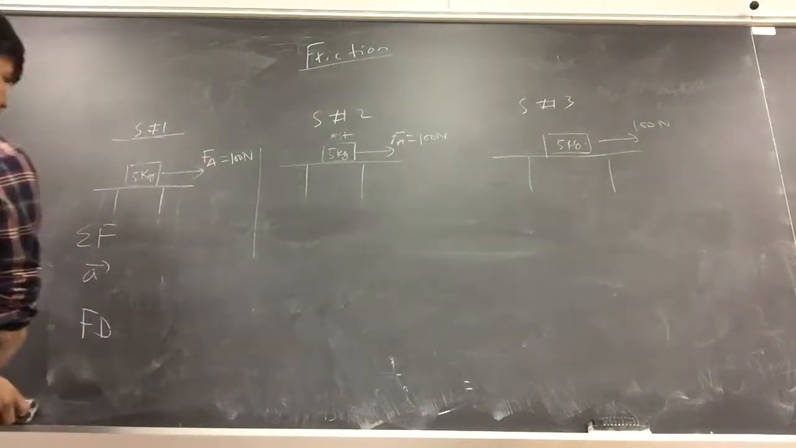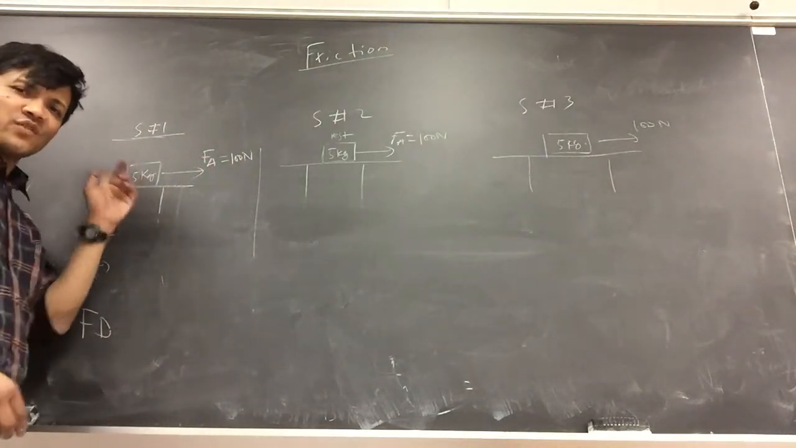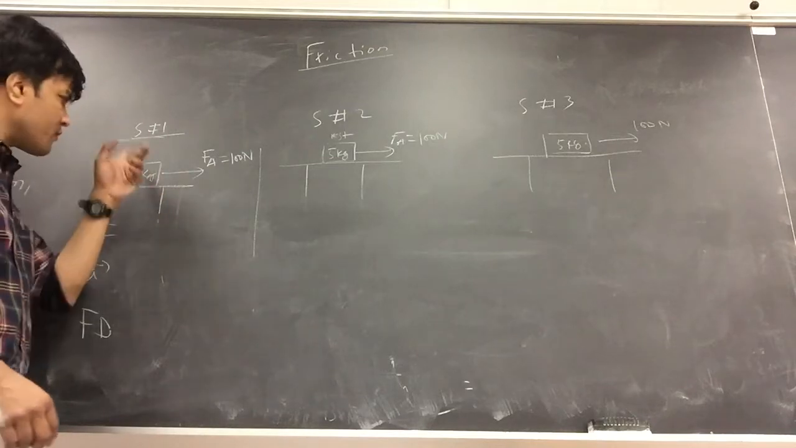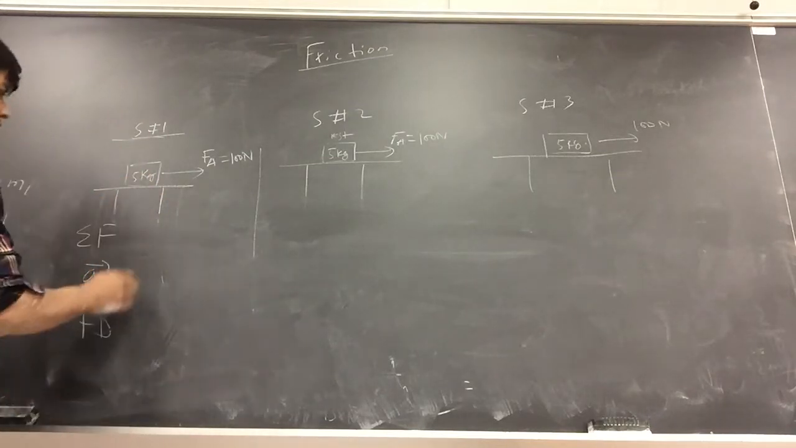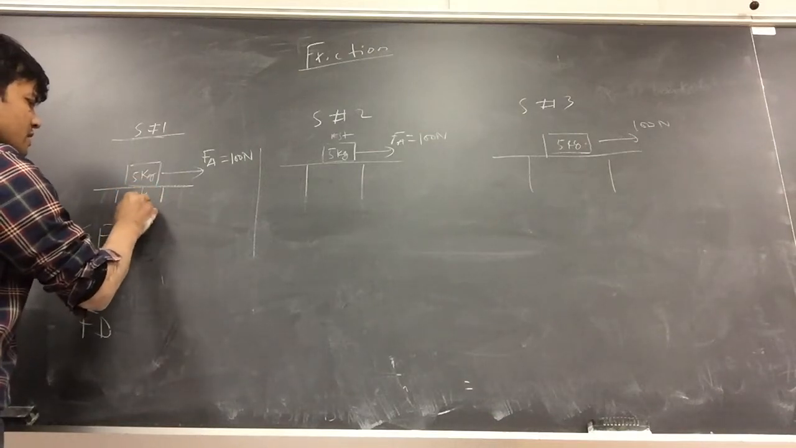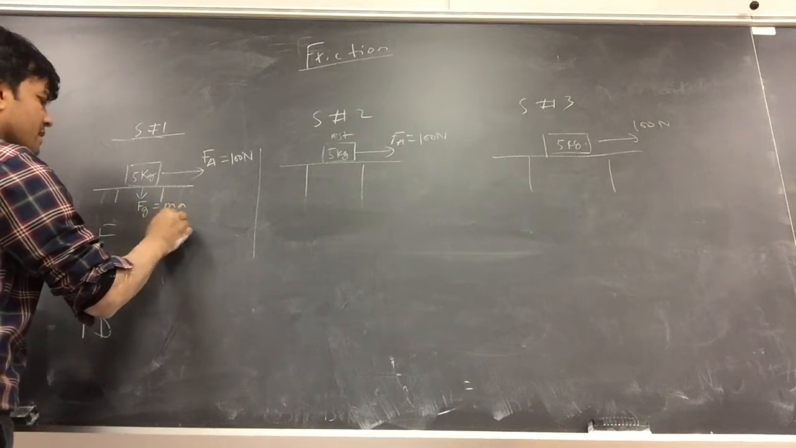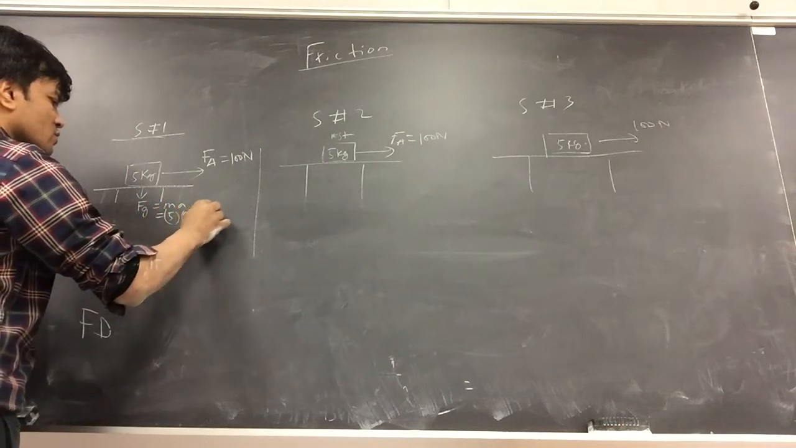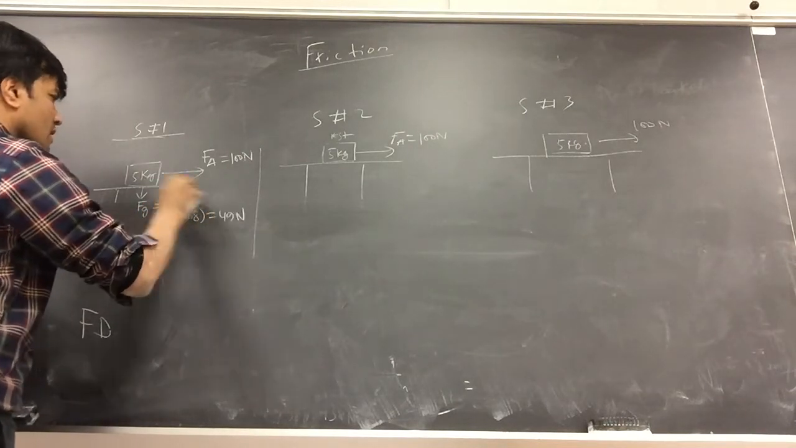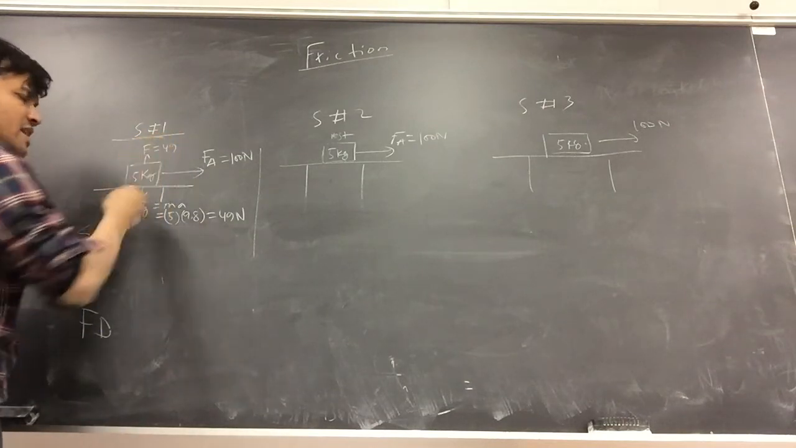Let's do the first one. The net force. In the y direction, there is no net force because the normal force and the gravitational force cancel each other. The gravitational force F sub g is equal to m times a. M is 5, a is 9.8, which is 49 Newton. Normal force is 49 Newton. So they cancel each other.